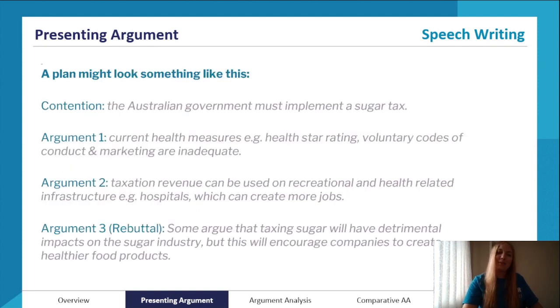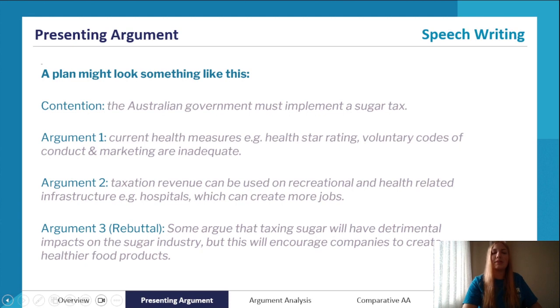So, planning for a speech, we have to plan out everything, both for our statement of intention and as well as for what we're going to be talking about. We need to make sure that we have a contention and all of our arguments planned out. So, for example, we might be talking about the sugar tax within the Australian government's debate around it. Our contention could be that the Australian government must implement a sugar tax, which we think is absolutely necessary. And that's plain and clear, just simply what we're trying to convince the audience of.